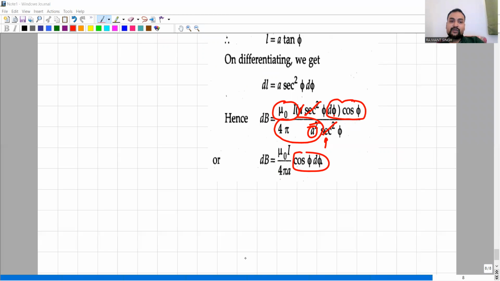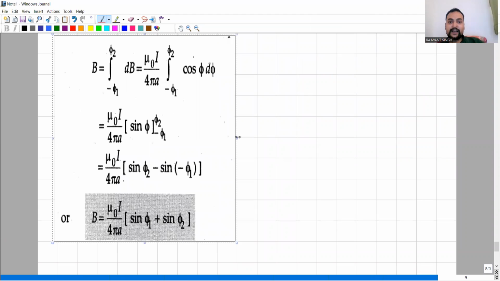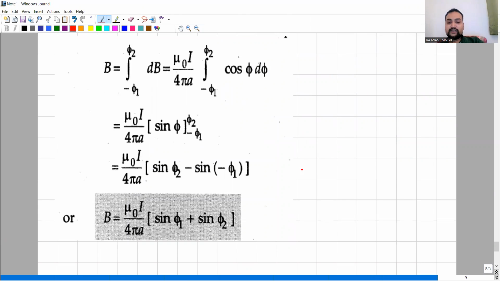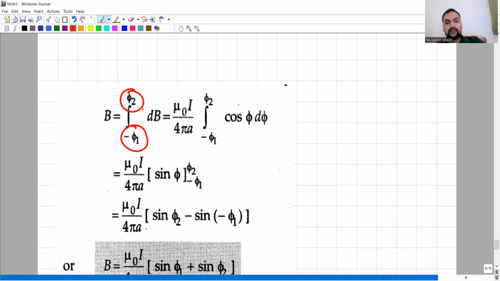Now, after this, you will obviously have to integrate this value to find the actual magnetic field, because what you have found is the value of dB, the small magnetic field due to the current element dl. But that's not simply the current element. We have to find the magnetic field due to the entire conductor. So here we have to integrate. Now, when we integrate this, what should be the limits? The limits will be from minus phi 1 to plus phi 2.